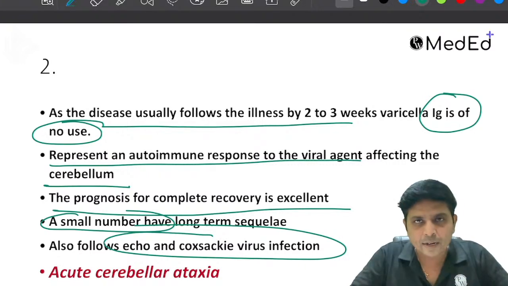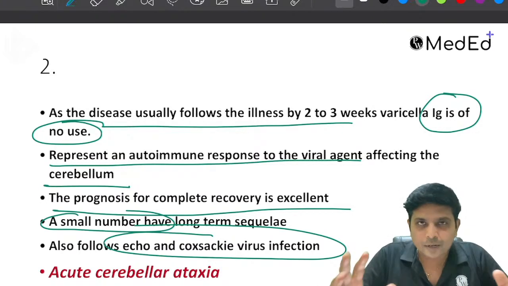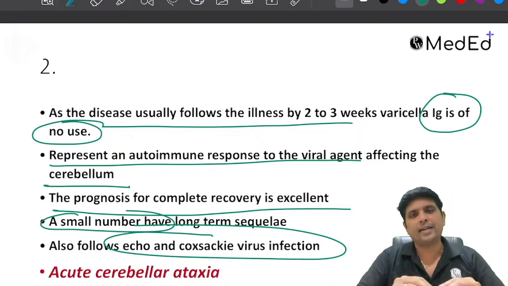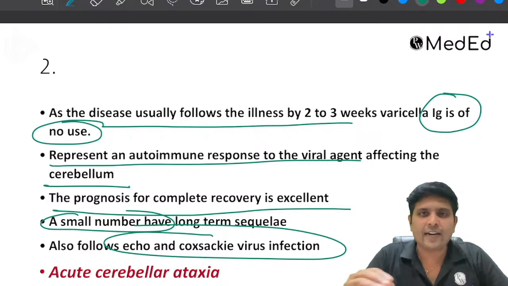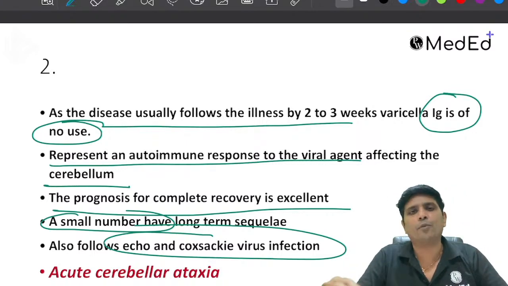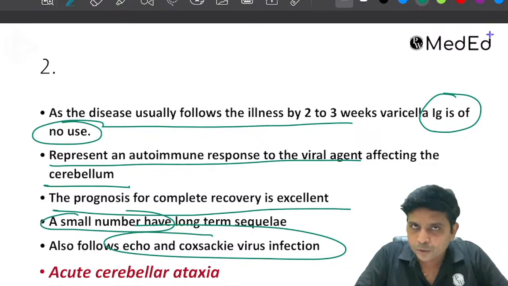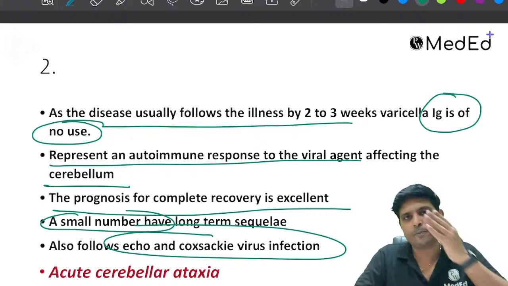So to repeat, post-infectious ataxia is the most common cause for acute ataxia in children. Majority of them are due to varicella. It resolves on its own without any morbidity and mortality. Just observe, no need for any treatment. It can also follow ECHO and Coxsackie virus.